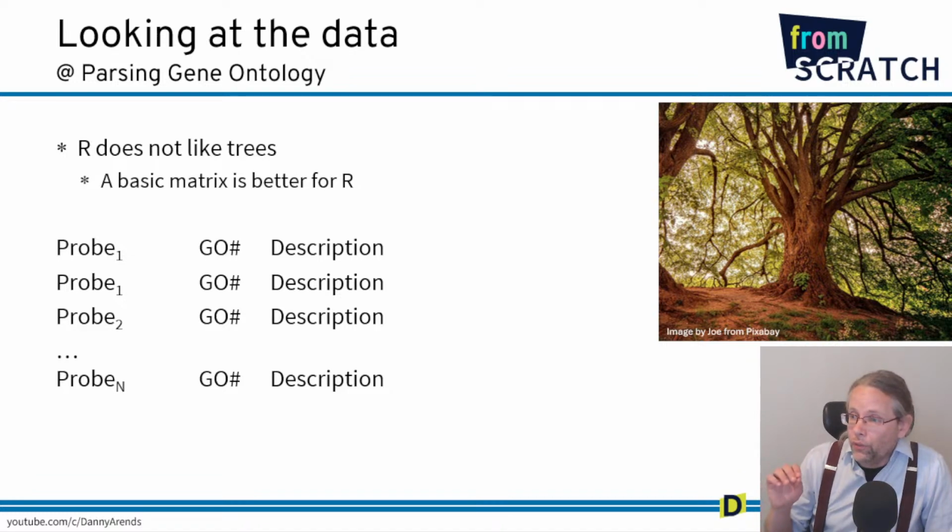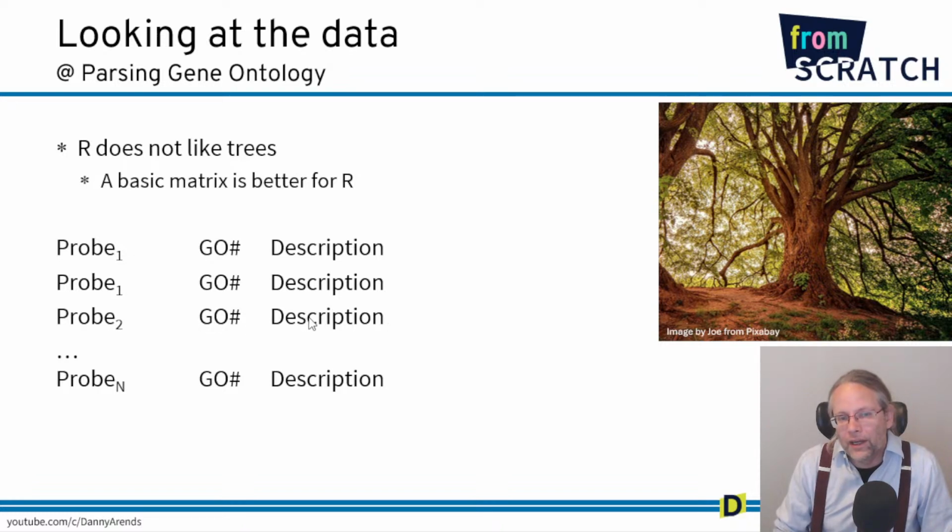And why are we going to do this? Well, this is because R does not like trees. R is very good with vectors and matrices, but R kind of sucks when it comes to tree structures. So it is better in R to just have a massive matrix where you have a probe, an annotation, and a description. And then we have the same probe, another annotation, and another description. And then we have the second probe, which has its own GO number and its own description, right?